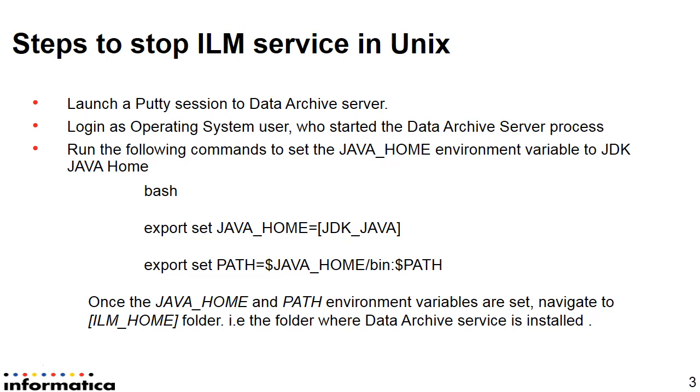Here are the steps to stop the ILM service in Unix machine. You can launch a putty session. Log in as an operating system user who started the data archive service. You can set the environmental variables Java home and Java path. For the bash shell, you have the following environmental variable: export set Java home. You can provide the path of the JDK Java. To set the path, you can run the following command.